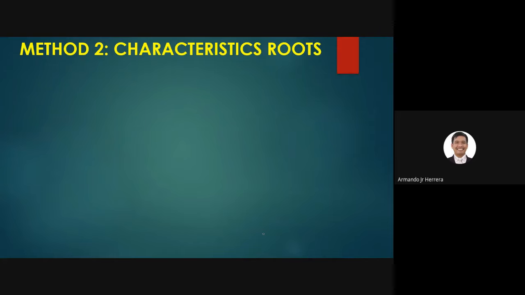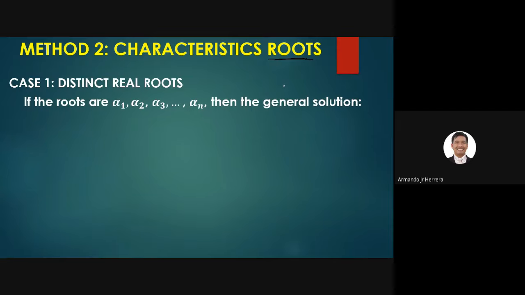Okay, so let's proceed with our method 2, using the characteristic root. From the word itself, gagamit tayo ng roots ng ating polynomial. Di ba ang ating differential equation ay in-express natin as D operator or differential operator. Say meron tayong D squared plus 4D plus 3y is equal to 0. So that's the second derivative of y with respect to x plus 4 times the derivative of y with respect to x plus 3y is equal to 0.